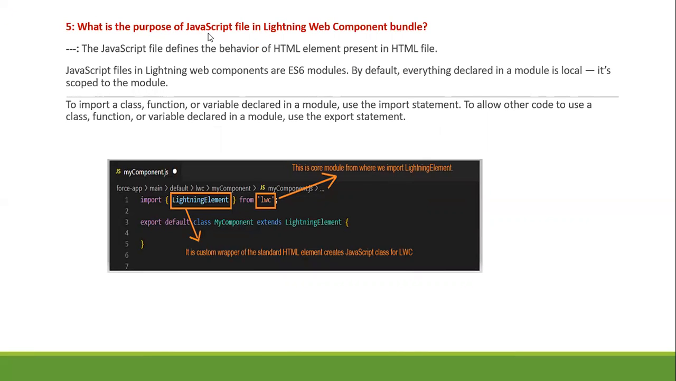Next, what is the purpose of JavaScript in Lightning Web Components bundles? The JavaScript file defines the behavior of the HTML element present in the HTML file. JavaScript files in Lightning Web Components are ES6 modules. By default, everything that is declared in the module is local scope to the module.